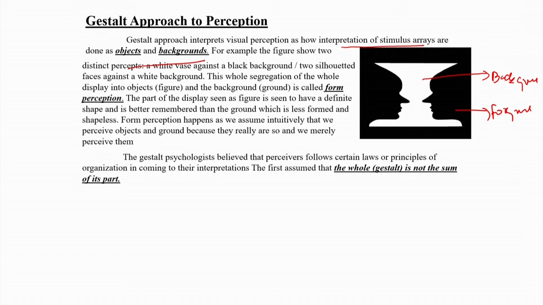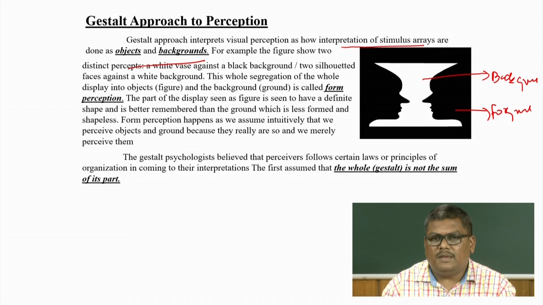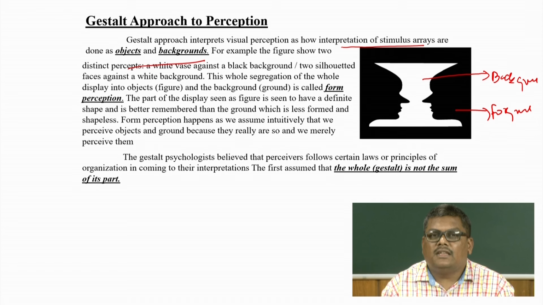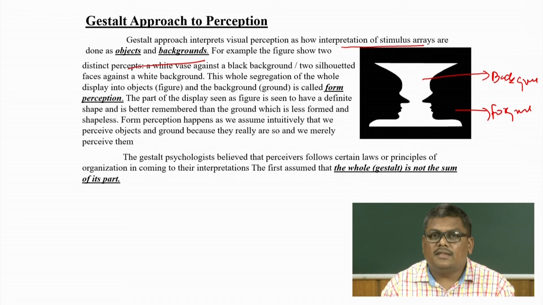The Gestalt psychologists believe that perceivers follow certain laws or principles of organization in interpreting any percept or any kind of perception. One of the first laws that the Gestaltists proposed is called the law of whole and part. What is the law of whole and part? Gestaltists believe that when we perceive an image, when a perception of an object or event is done, the perception is in terms of the whole object or event. It is not in terms of parts of the event or object, and that is why the Gestaltists are in direct opposition to what the structuralists believe. The structuralist school of psychology believed that any mental event, any mental process, can be broken down into its parts and studied that way.